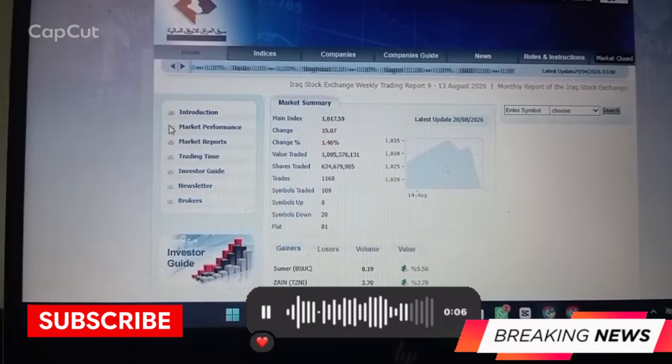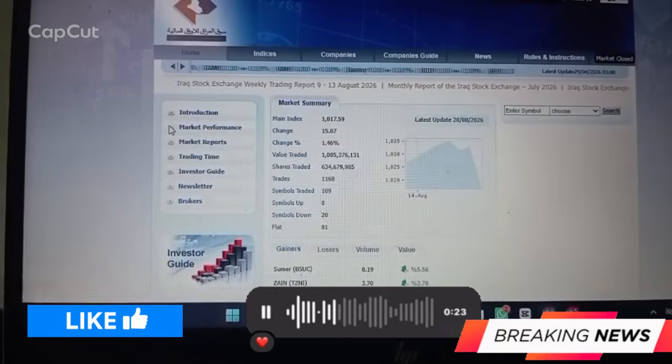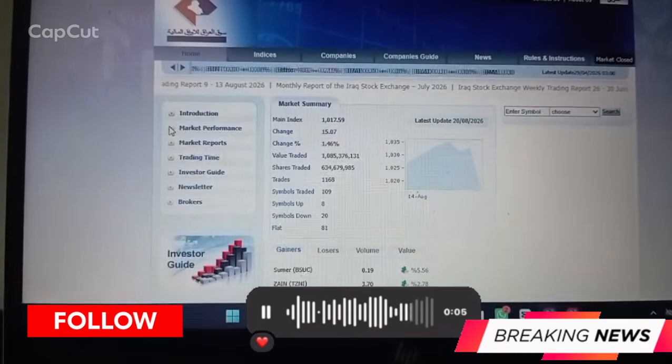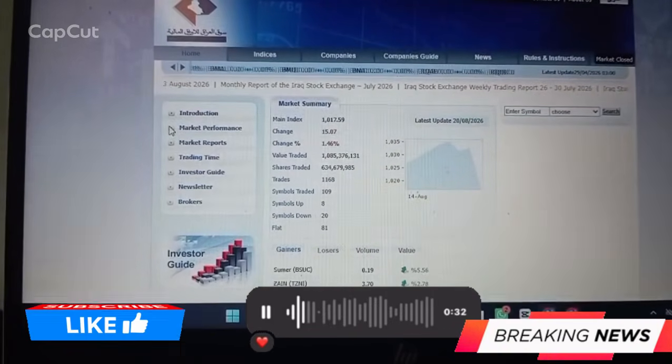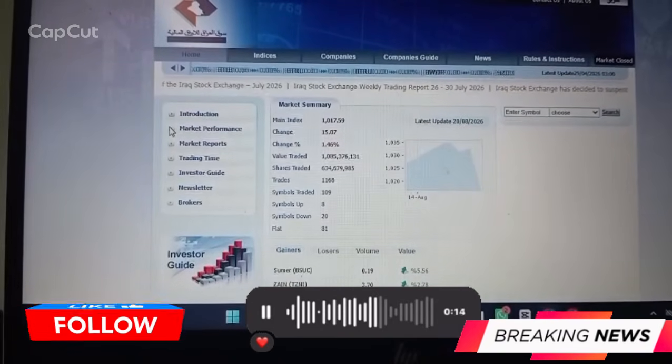Until those questions are answered officially, the responsible position is to recognize the reported progress while avoiding unsupported conclusions. The Iraqi dinar story continues to develop, and this reported movement around the removal of zeros is certainly something worth monitoring.